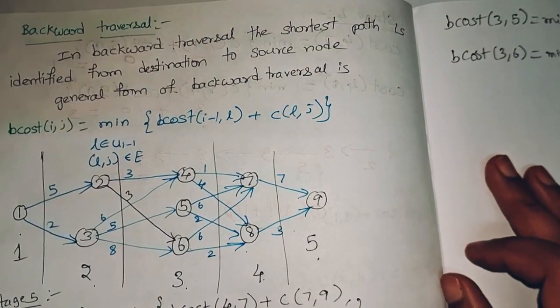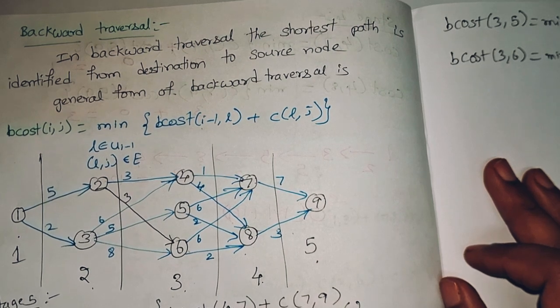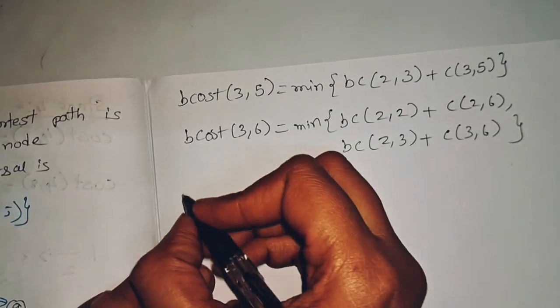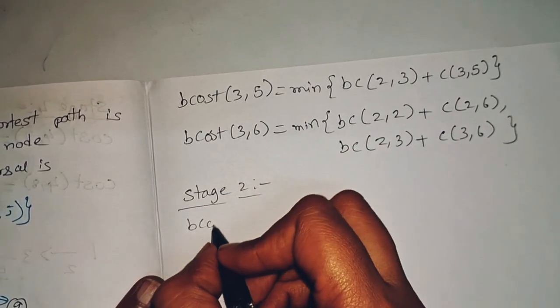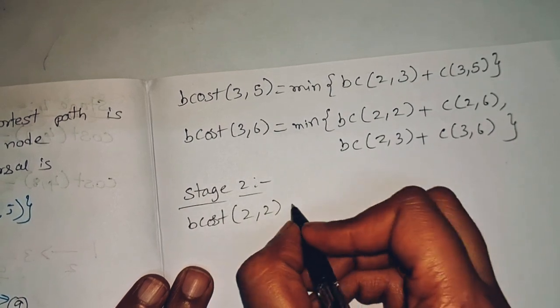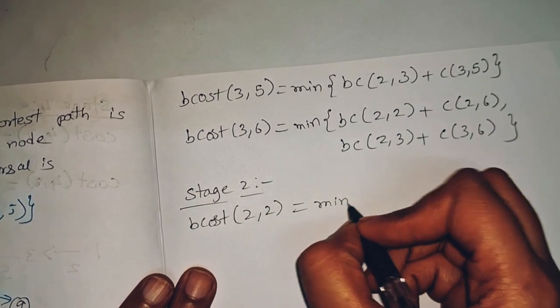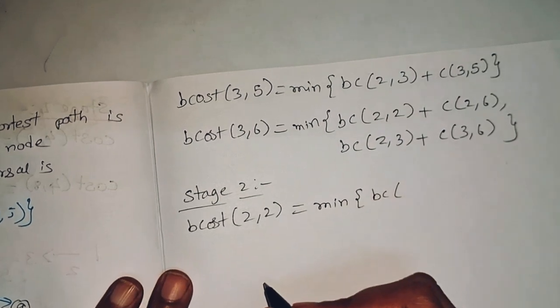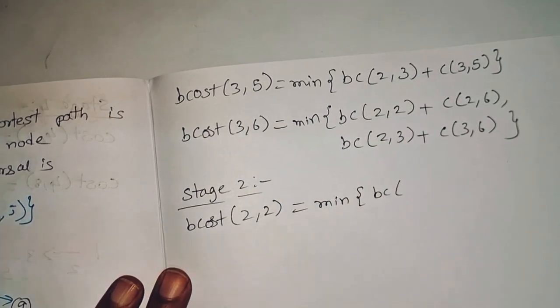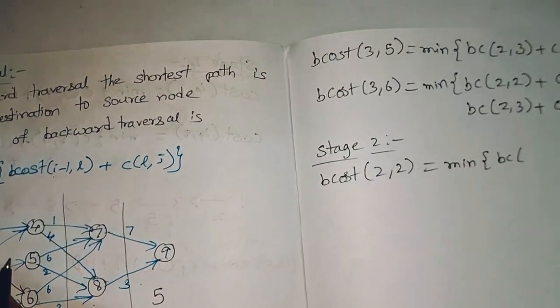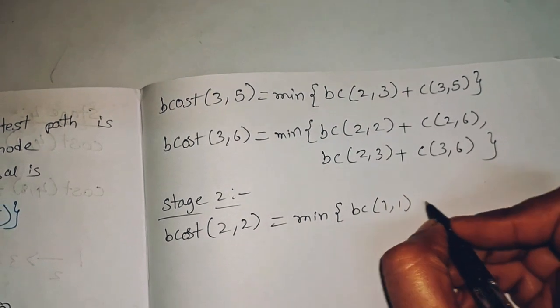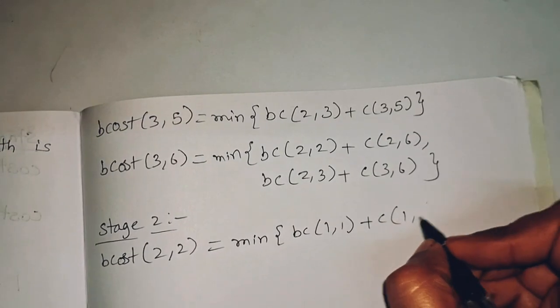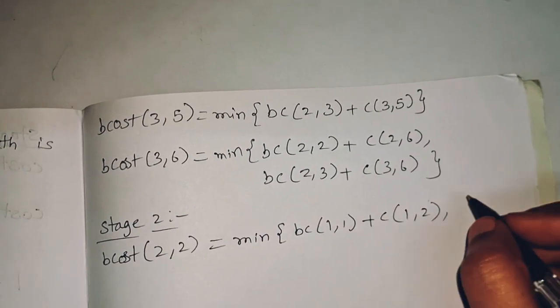So now we will go to stage 2. The nodes in stage 2 are 2 and 3, connected to 1. So backward cost of 2 comma 2, node 2 at stage 2, equals minimum of backward cost of... So 2 is connected to which node? 2 is connected to node 1, right? So BC of 1 comma 1 plus C of 1 to 2, only this one, right?